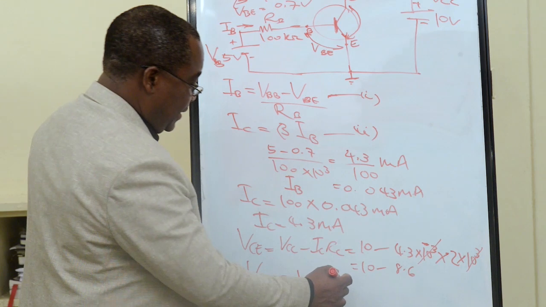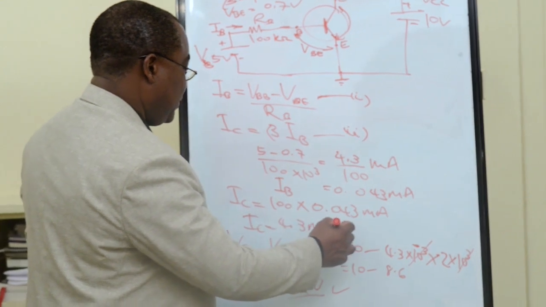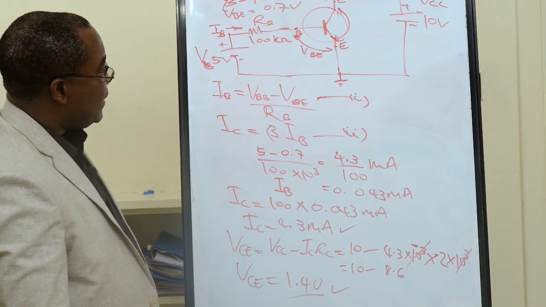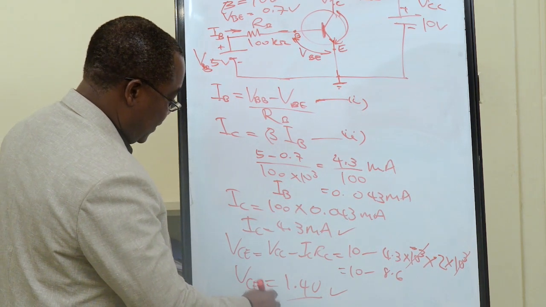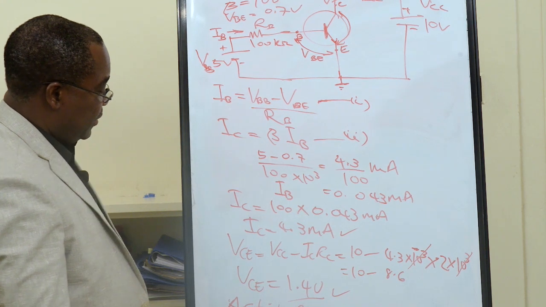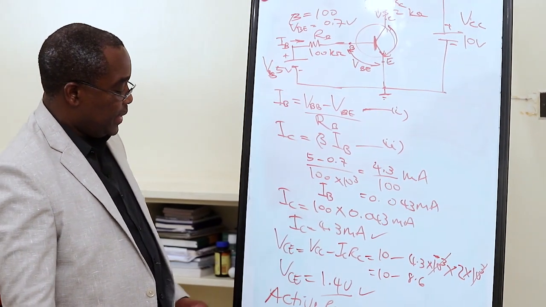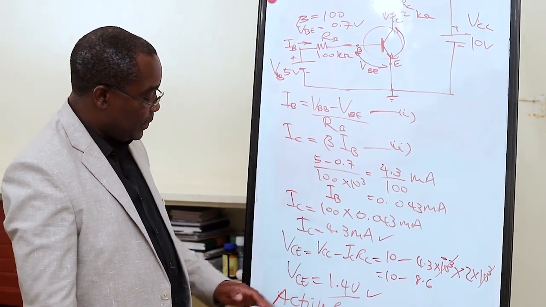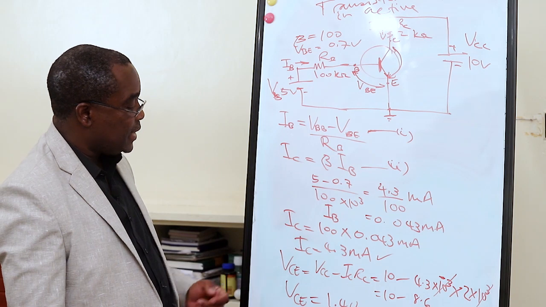So we have seen these parameters. VCE is 1.4 volts, and IC is 4.3 milliampere. So our transistor with these parameters is in the active region, because the VCE is not zero, it is 1.4 volts. In saturation mode, VCE is zero, but here it's not zero, it's 1.4 volts. So our transistor is in active mode.